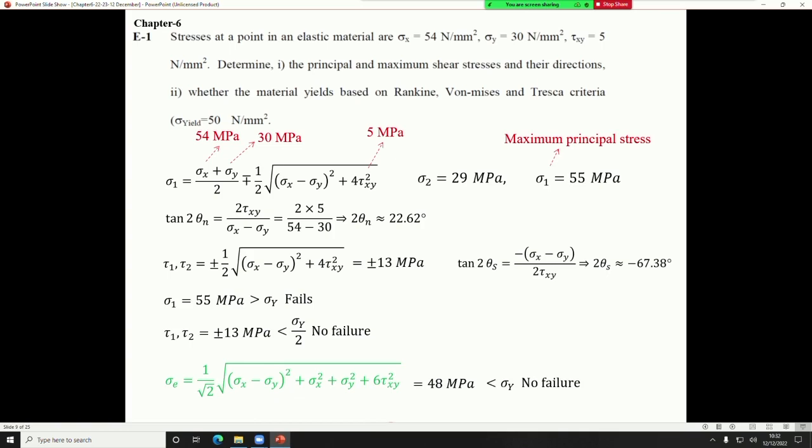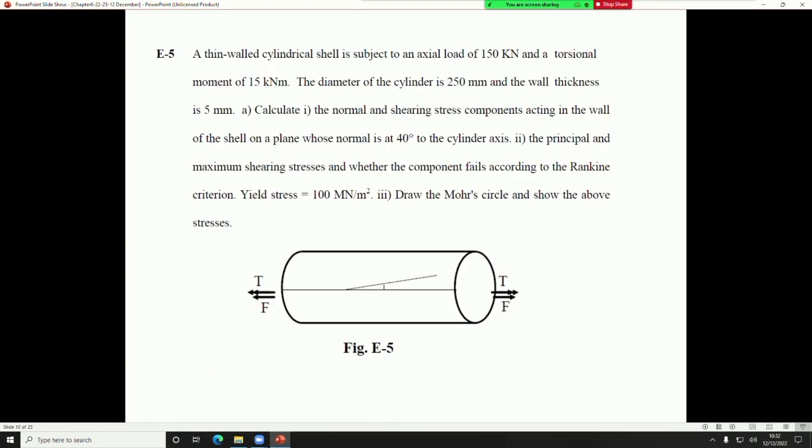Okay. Now the next question, again from chapter 6, it's actually an exam-style question. We have a thin walled cylinder subject to an axial load of 150 kilonewtons and a torsional moment of 15 kilonewton meters. The mean diameter of the cylinder is 250 millimeters and the wall thickness is 5.